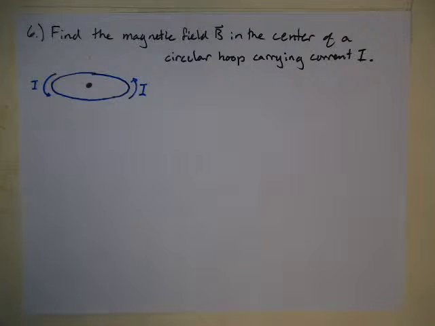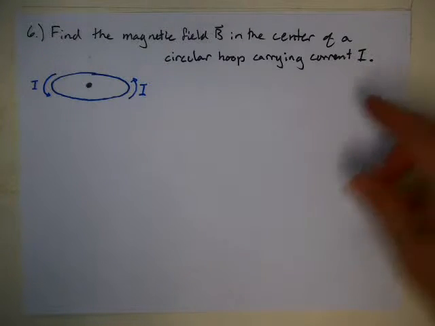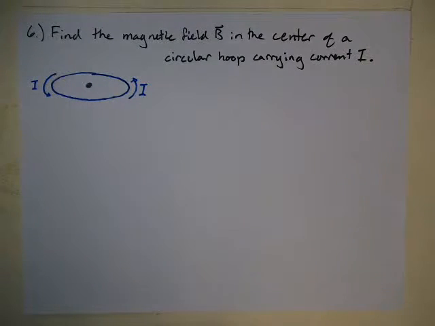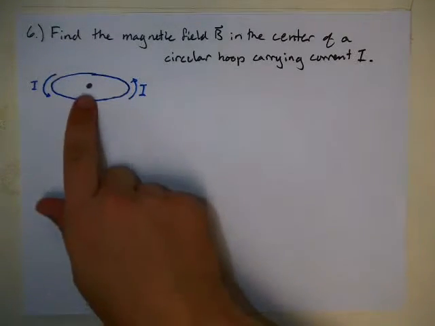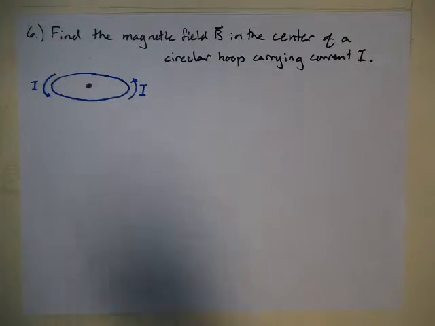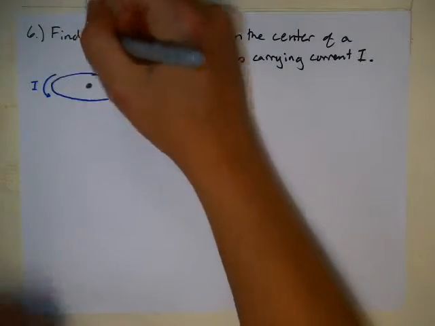Homework 5, problem 6: find the magnetic field B in the center of a circular hoop carrying current I. Now I messed up on asking this problem. It asked definitely in the center of this hoop. What I really wanted to ask is along the axis.